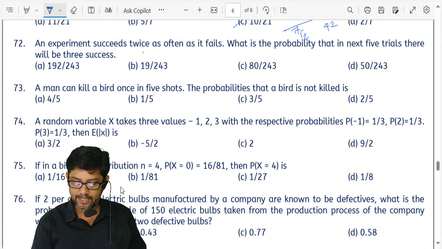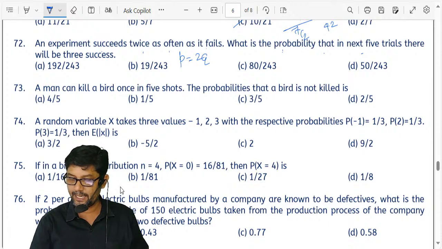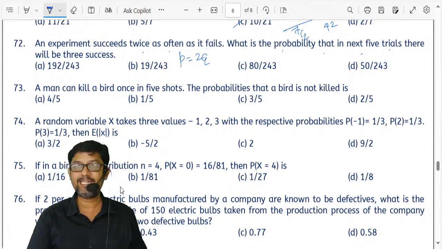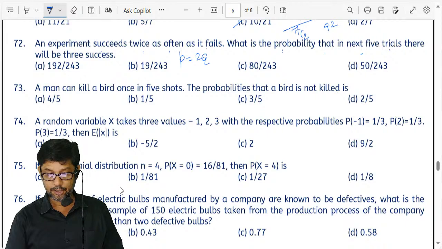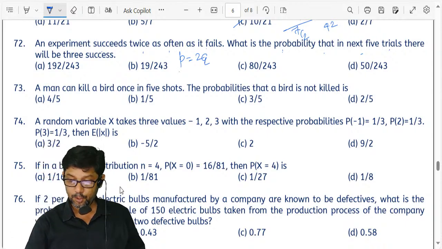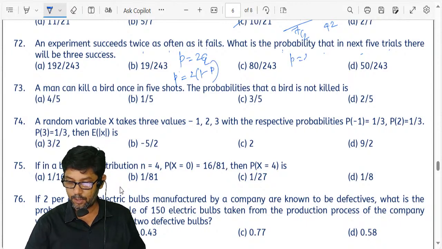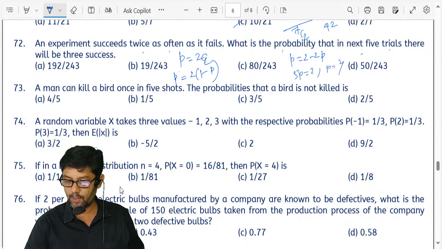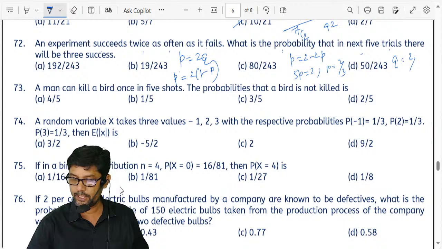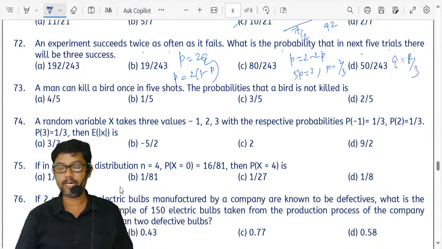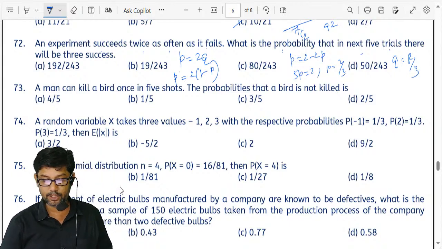An experiment succeeds twice as often as it fails. So P is equal to 2Q. What is the probability that in the next 5 trials there will be 3 successes? So P equal to 2Q, so P is equal to 2 times 1 minus P. So P is equal to 2 minus 2P. 3P is equal to 2. P is equal to what? 2/3. Q is equal to what? 1/3. Am I right, my dear? P is equal to 2/3, Q is equal to 1/3.